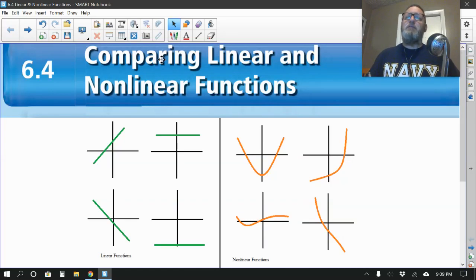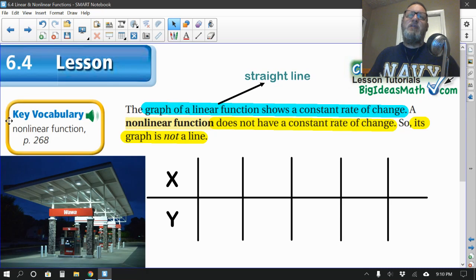Today we're going to be looking at comparing linear and nonlinear functions. Now, if you take a look at my image I have here, these are the linear and these are the nonlinear functions. And you might already be able to guess what the difference is. Do you see it? Okay, so let's just jump into this.